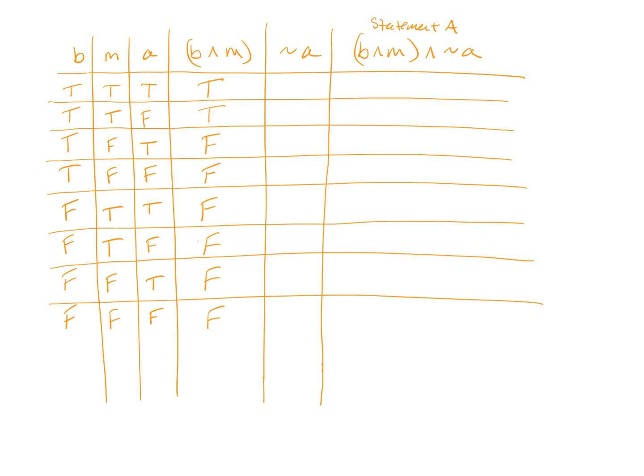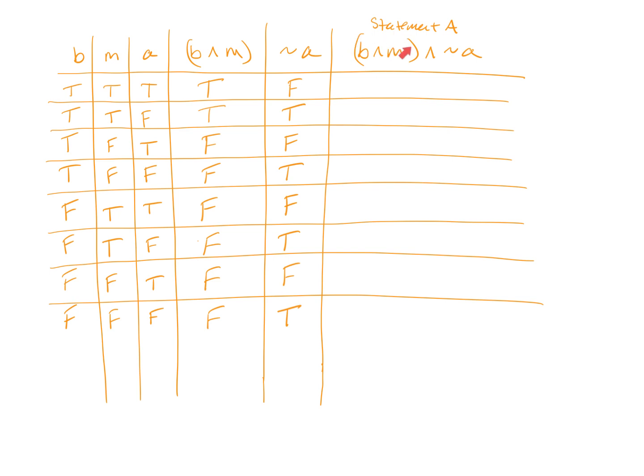Okay, not A, so that's just going to be the opposite of the truth values we've assigned A. So this is going to go false, true, false, true, false, true, false, true. And then I'm going to look at the final statement, capital A, which was B and M and not A. So this is an and statement.